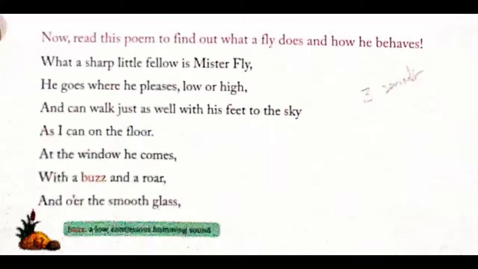Stanza 1. What a sharp little fellow is Mr. Fly. That's when the narrator, the poet, Mr. Thomas Miller, is referring to Mr. Fly by saying little fellow, and he is very sharp.